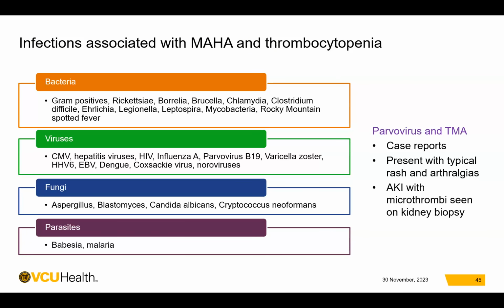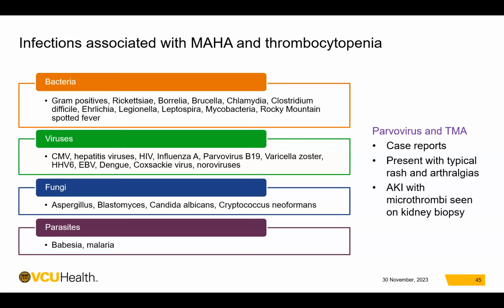All right, so we come to infections that can cause a MAHA and thrombocytopenia. And you can see there are a lot of different bacteria, viruses, fungi, and parasites that cause it. It's important to note that syphilis is not on the list because we were given a syphilis test. But parvovirus B19 is. Parvovirus can cause a TMA, and there have been multiple case reports.